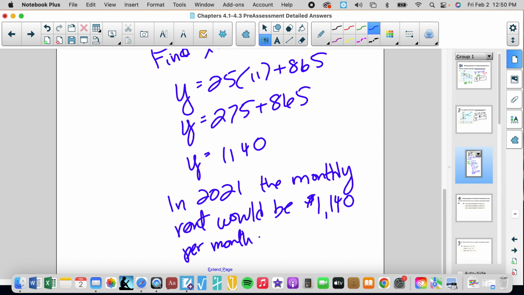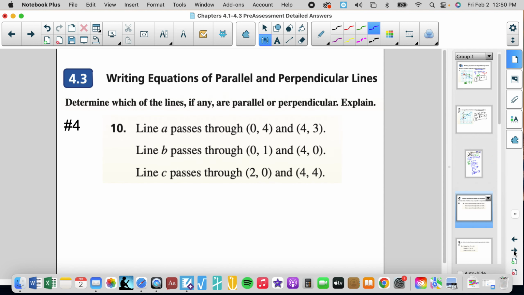Okay, it's pretty good. I like that question. Now notice this is number 4. It's number 10 in your book, but it's number 4 on the pre-assessment. I messed up. I inserted those problems before 4-2, sorry. But it says determine which of the lines are parallel or perpendicular.